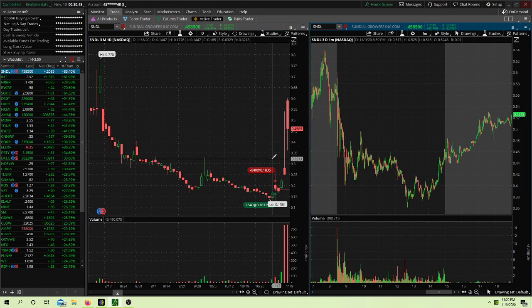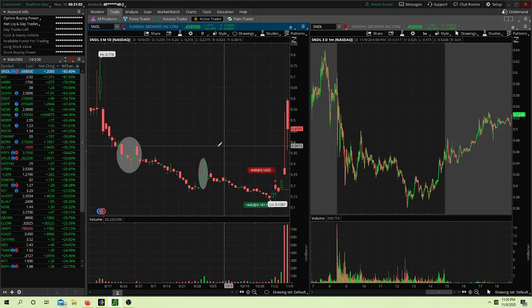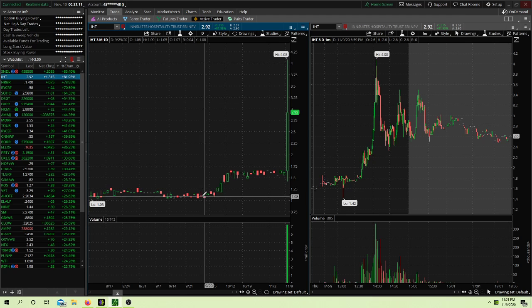So SNDL, what do I think it could do tomorrow? Again, it could probably just consolidate around here. That's what I honestly think. Look at this area right here. This area right here. And then we get a nice green area right here. So I think tomorrow it's just gonna fade back up here and then bounce around right here. So I'm not gonna keep it on my watch list. I just want things that are just going up.